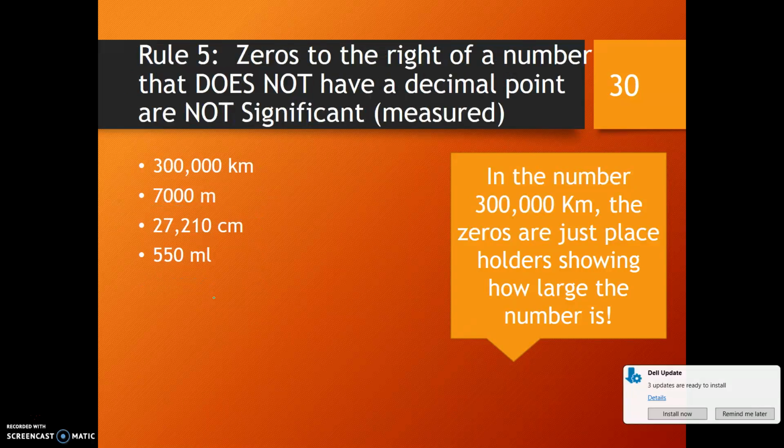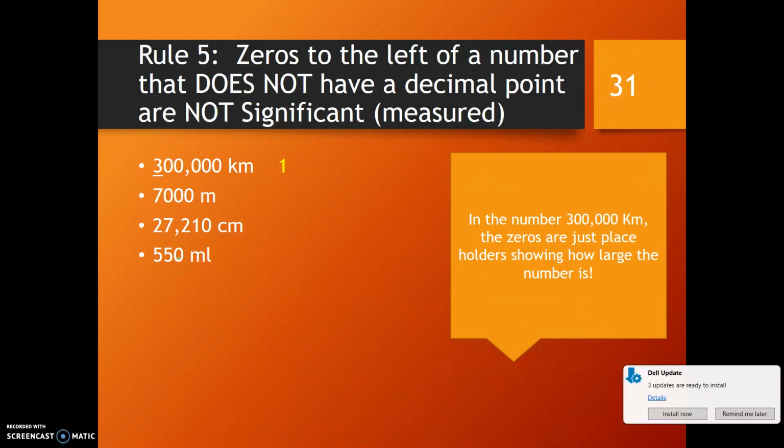Rule number 5. Zeros to the right of a number that does not, and this is a key part to this, that does not have a decimal point are not considered to be measured. So if it does not have a decimal point, then this 0, this 0, this 0, this 0, and this 0 are not considered measured. It's just showing how large the number is. So in this case, 300,000 kilometers is considered to have 1 significant figure.